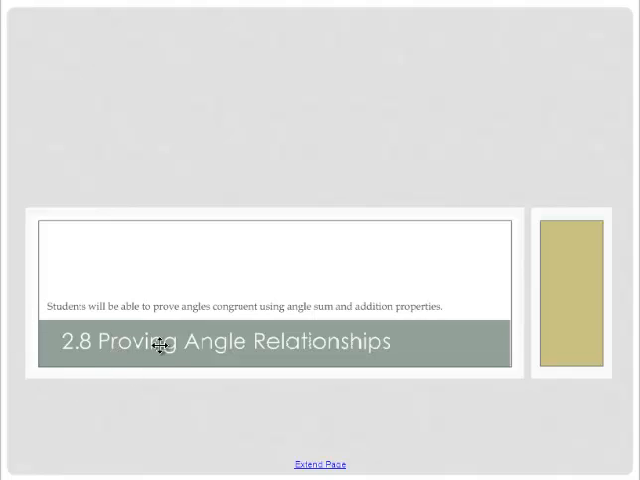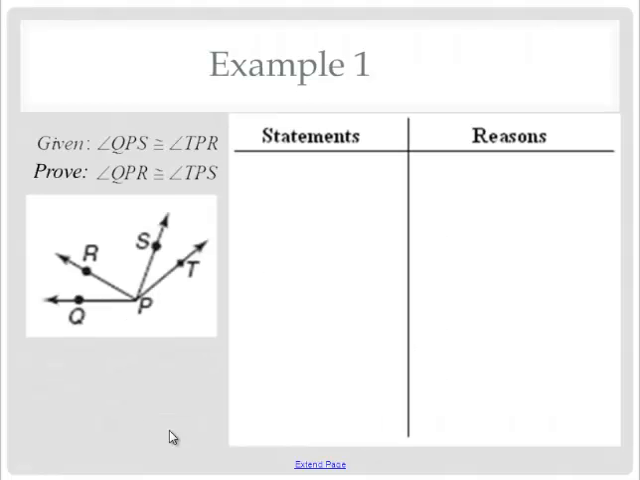Alright, so we're going to start proving angle relationships. We just in 2.7 did segment relationships. They're going to be essentially the exact same two proofs that we did there, one addition, one subtraction, but we're going to do it using angles. That's really the only difference.